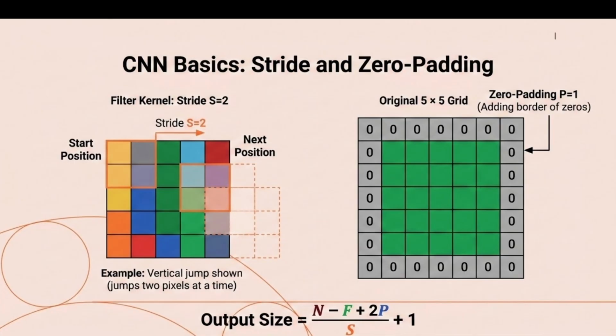To calculate the exact size of our new output, we use a simple formula. And the formula is right here. Oh, sorry, I forgot to say that P is the zero padding, and N is our input size. Now if your math doesn't result in a clean whole number, your stride is misaligned or your filter won't fit the grid properly. So it has to be a clean whole number.